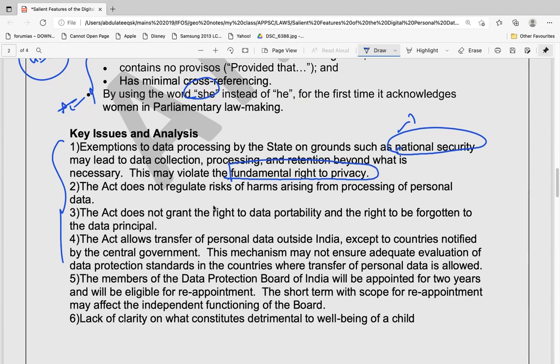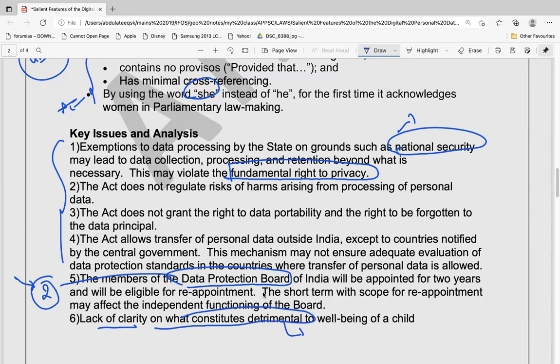And there are also fears about the data protection board. The people there are appointed for 2 years, and this 2 year term is very short, and government can also influence the people present there. Okay, and also the act says that whatever data was gathered should not be utilized in a manner that is detrimental to children. But what constitutes detrimental is not clearly defined.